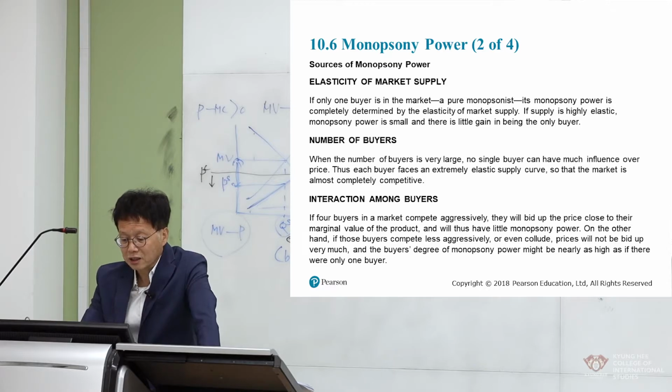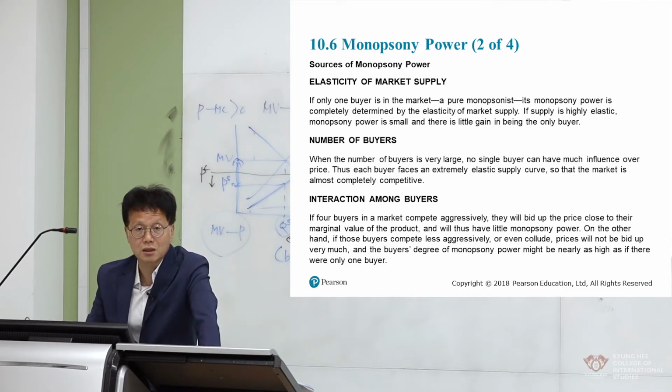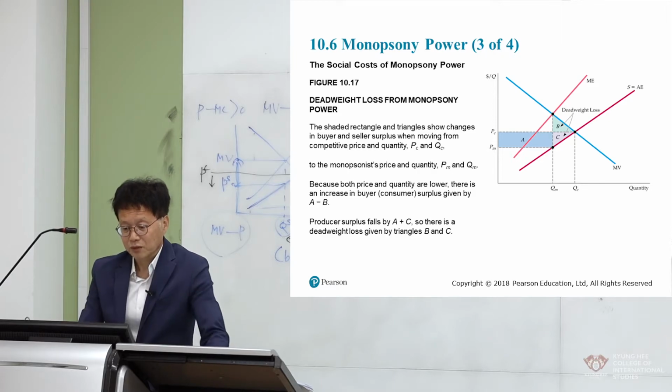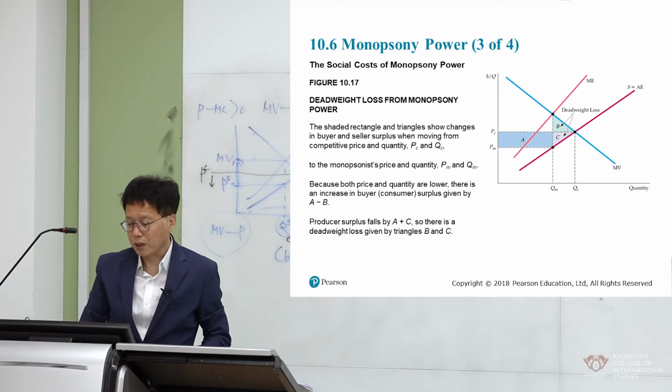On the other hand, if those buyers compete less aggressively or even collude, cooperate, right? Then the price will not be bid up very much, and the buyers' degree of monopsonic power might be nearly as high as if there was only one buyer. In other words, the monopsonic case. They can charge a really lower price than marginal value. So next slide: deadweight loss from monopsonic power.